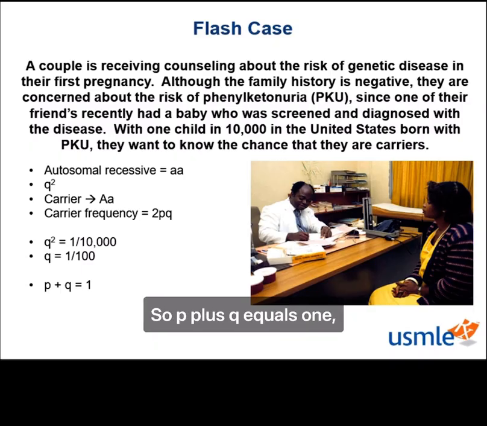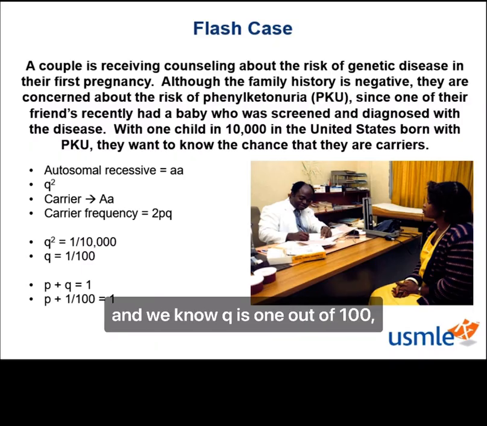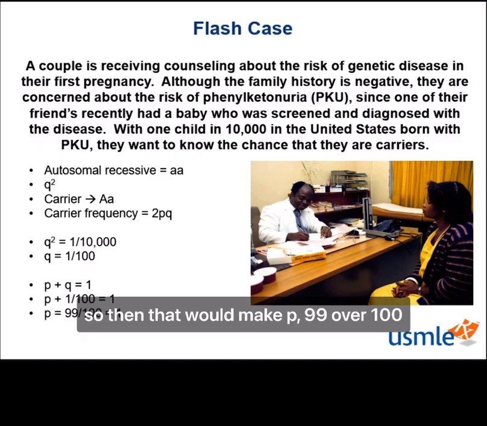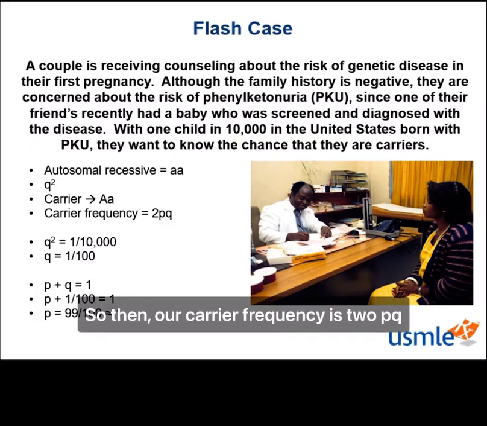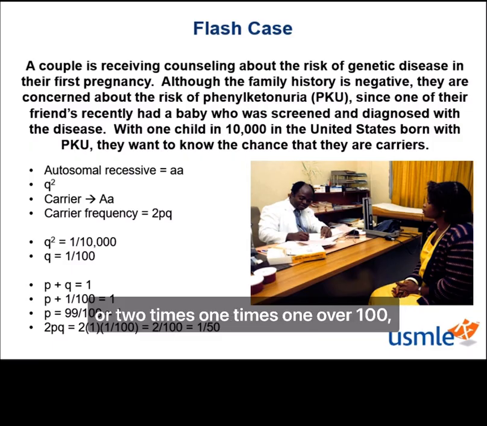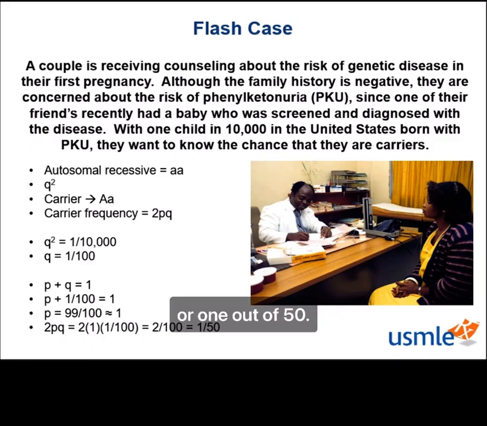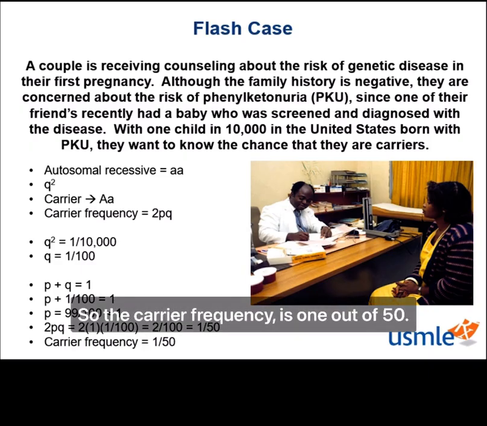So P plus Q equals 1. And we know Q is 1 out of 100, so then that would make P 99 over 100, which is really, really close to being 1. So let's just say it's 1. So then our carrier frequency is 2PQ, or 2 times 1 times 1 over 100, and that equals 2 over 100, or 1 out of 50. So the carrier frequency is 1 out of 50.